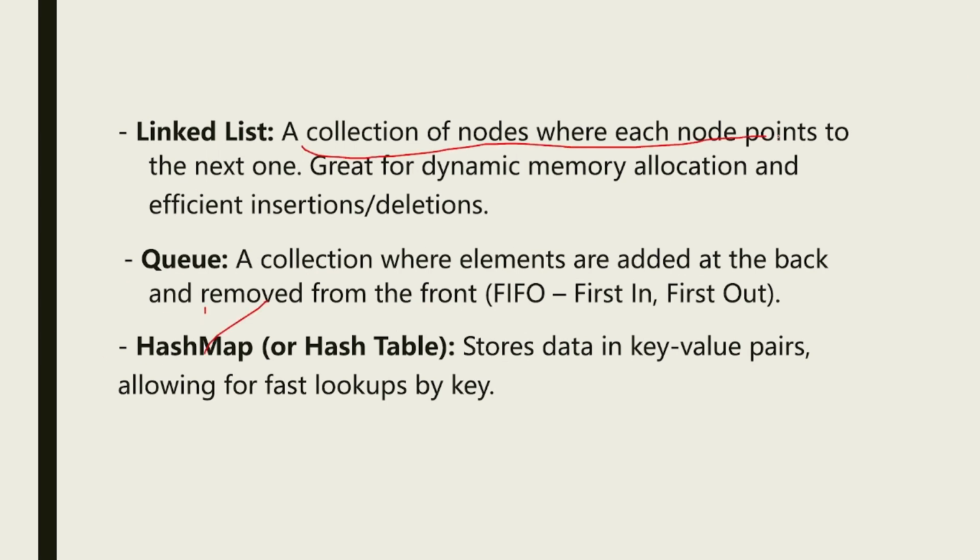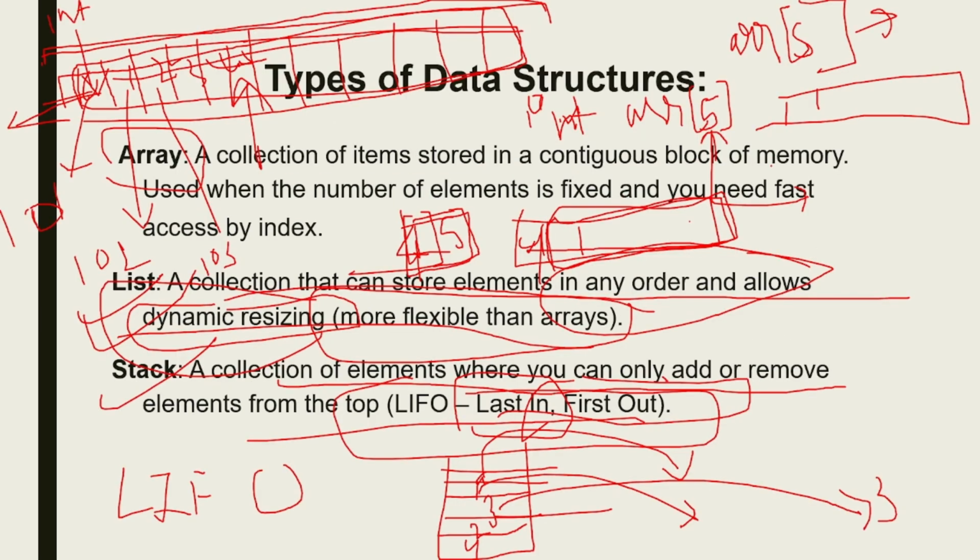And the next data structure is linked list. A linked list is a collection of nodes where each node points to the next one, great for dynamic memory allocation and efficient insertion and deletion. In an array, if we want to insert an element at a particular place, we need to do multiple operations: firstly we move to that place, then shift the elements one location to the next, then we insert in that location.